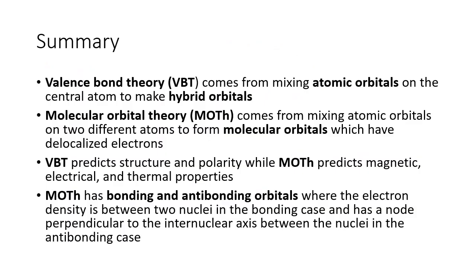All right, to summarize our most important points: valence bond theory comes from mixing atomic orbitals on the central atom to make hybrid orbitals. Molecular orbital theory comes from mixing atomic orbitals on two different atoms to form molecular orbitals which have delocalized electrons. Valence bond theory predicts structure and polarity, while molecular orbital theory predicts magnetic, electrical, and thermal properties. Molecular orbital theory has bonding and antibonding orbitals, where the electron density is between two nuclei in the bonding case and has a node perpendicular to the internuclear axis between the nuclei in the antibonding case.